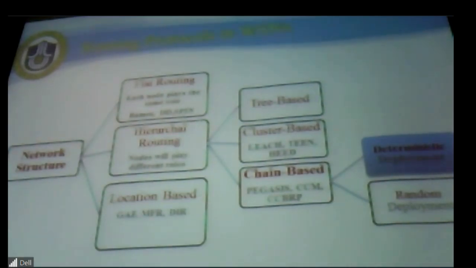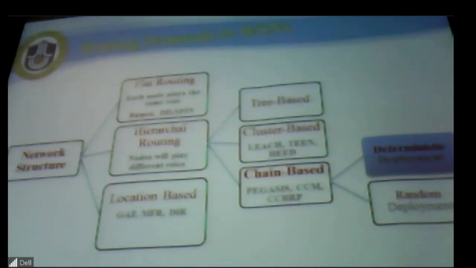According to network structure, there is flat routing, hierarchical routing and location-based routing protocols. From hierarchical routing, we have tree-based, cluster-based, and chain-based routing protocols. My research area focuses on the chain-based routing protocol because, in the literature, it outperforms the others in terms of fault perception, delay and network lifetime.